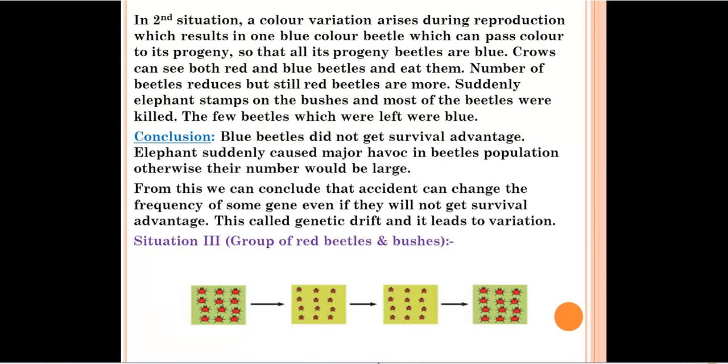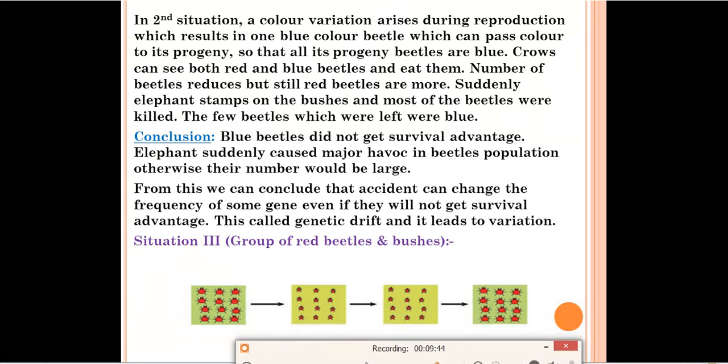In the second situation, a color variation occurs during reproduction, which results in one blue color beetle which can pass its color to the progeny, so that all its progeny beetles are blue. Crows can see both red and blue beetles. It is possible that the crow will see both on the leaves and eat them. The number of beetles will reduce, but still the number of red beetles was more.